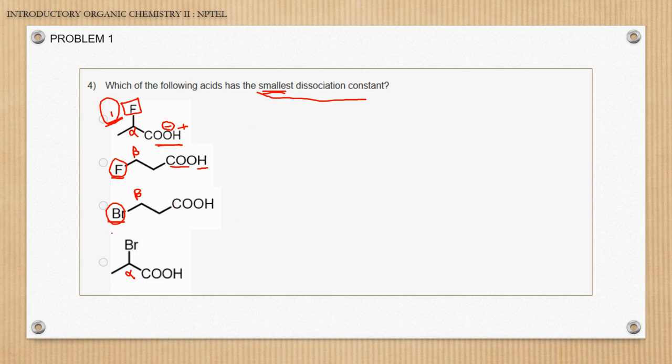Among these four, the 3 is least stabilized in terms of the carboxylate ion, and that is why it will not give you the H plus very readily in the medium. So here the smallest dissociation constant belongs to this particular molecule. So the third acid is the weakest acid and has the smallest dissociation constant. So option number 3 will be the right one. So is it clear to all of you why it is the right one?